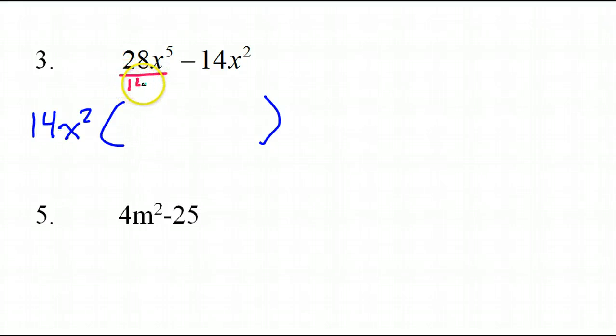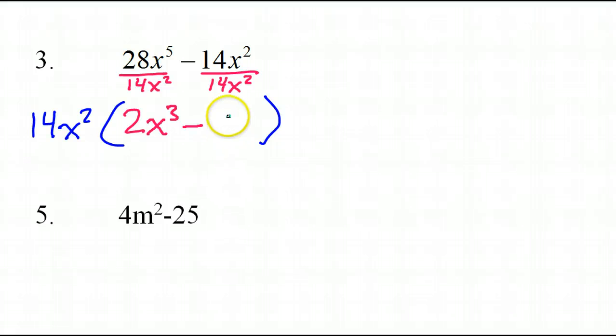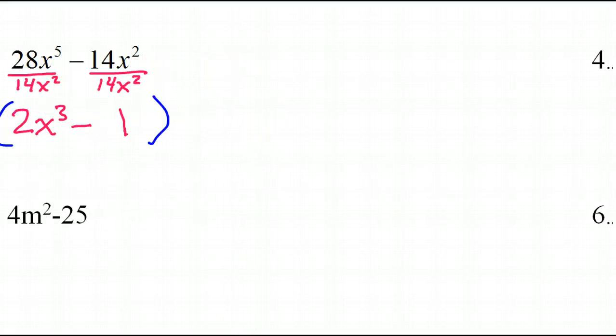Okay, so let's divide by our GCF. Okay, 28 divided by 14 is 2. Okay, 2 times 14 is 28. These two x's are going to cancel out 2 of these x's and leave 3 x's. Now, 14x squared, 14x squared. Anything divided by itself is 1. So this would be the answer right here. Okay, that was a little tricky.